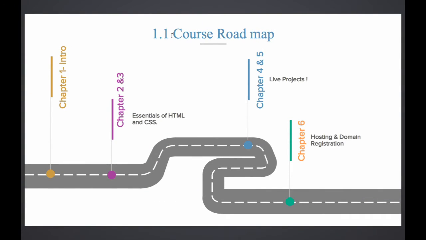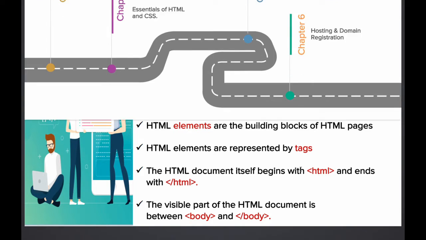Let's see the course roadmap. First chapter will be intro. The current session is of chapter 1. The next session will be of chapters 2 and 3, where we will be learning the essentials of HTML and CSS. Chapters 4 and 5, we will be working on live projects. Chapter 6, we will be seeing how to host the website as well as domain registration.